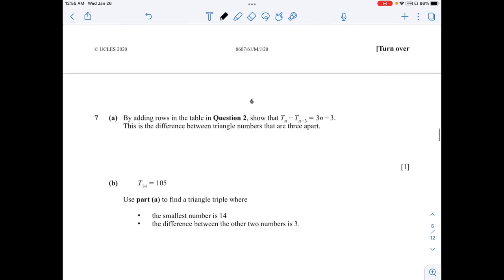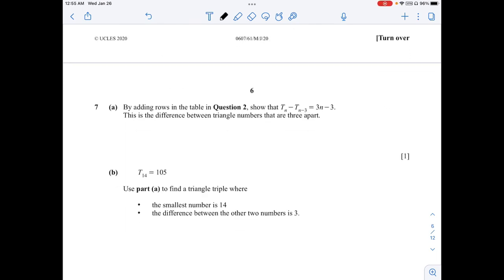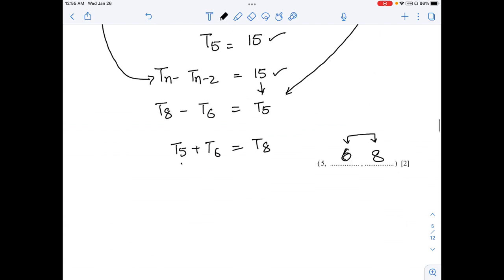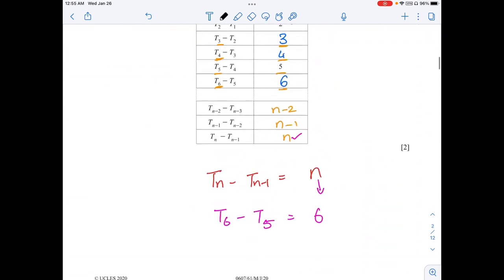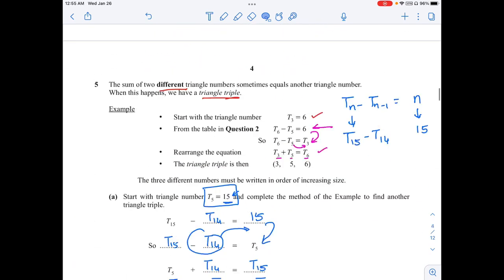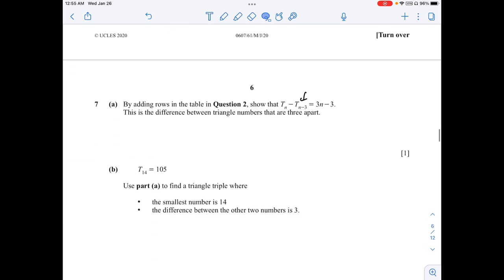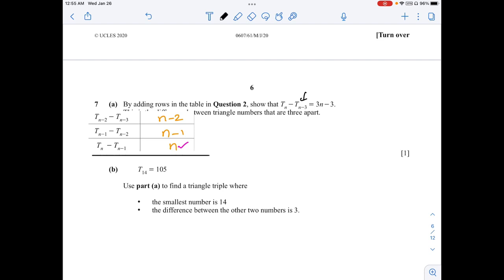Coming to question number 7. By adding rows in the table in question 2, show that Tn minus Tn minus 3. So I think we have to add 3 rows. What am I going to do? Go to table number 2 and copy down the 3 rows. So I get 3 rows over here and I try to add them up. Tn minus 1, Tn minus 1, Tn minus 2, Tn minus 2 gets cancelled. Tn minus 3 is equal to n minus 2 plus n minus 1 plus n, which is going to be 3n minus 3.